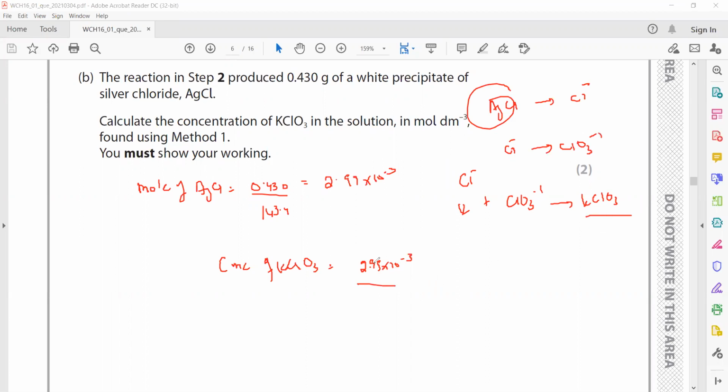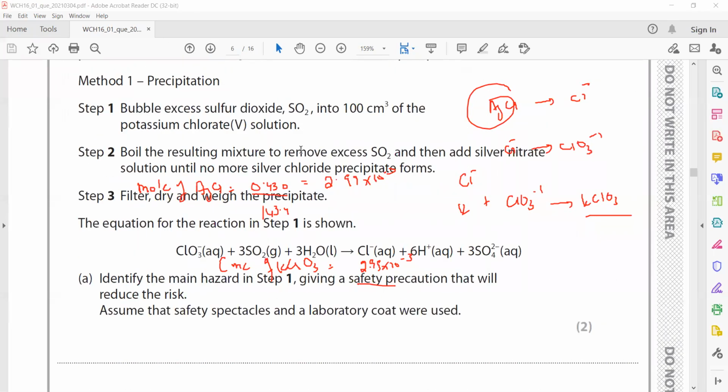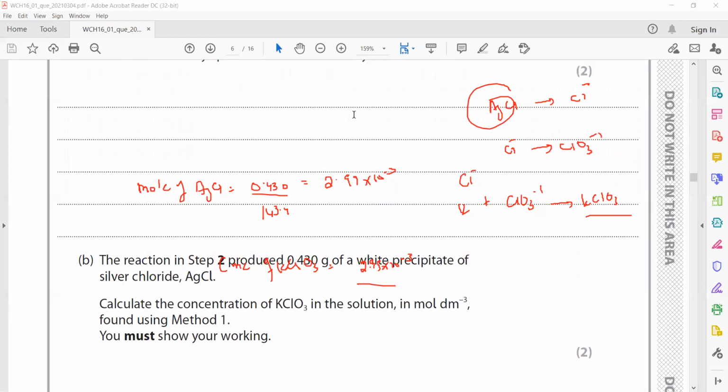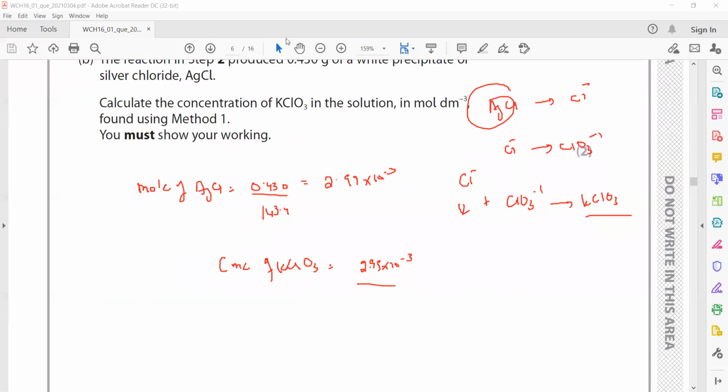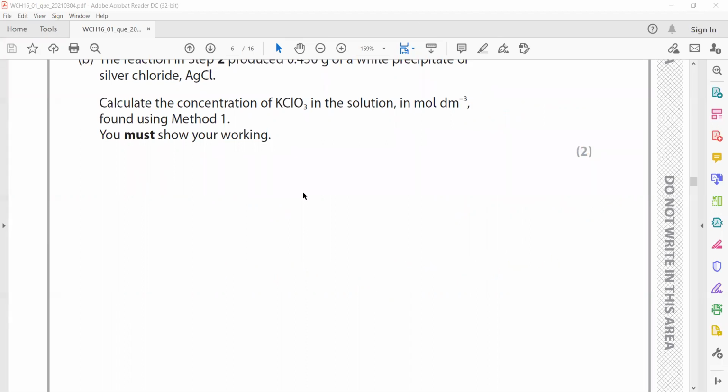And divide by the volume of the solution, as I mentioned in the beginning, 100 cm cube. So originally it will be 100 cm cube, divide by 1000, so it will be 0.1. So when we solve, this will be 2.95 × 10 to the power minus 2 moles per decimeter cube.